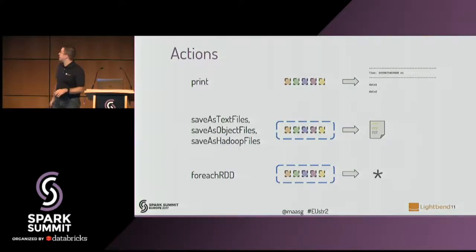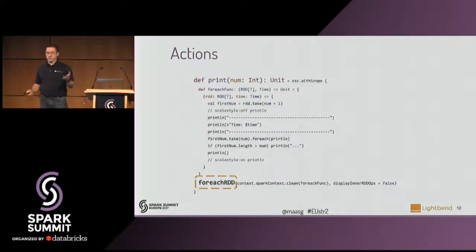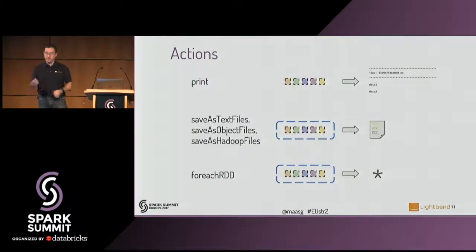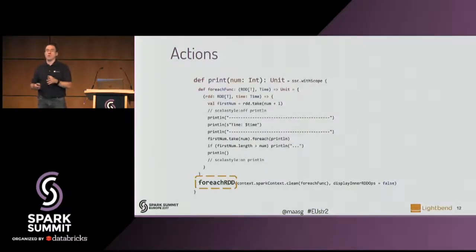And as it turns out, we only have one, because all the implementations of all these print and save as operations boil down to applying foreachRDD with a certain closure. If you go to the source of any of those, you will see that it always ends up in the foreachRDD operation.